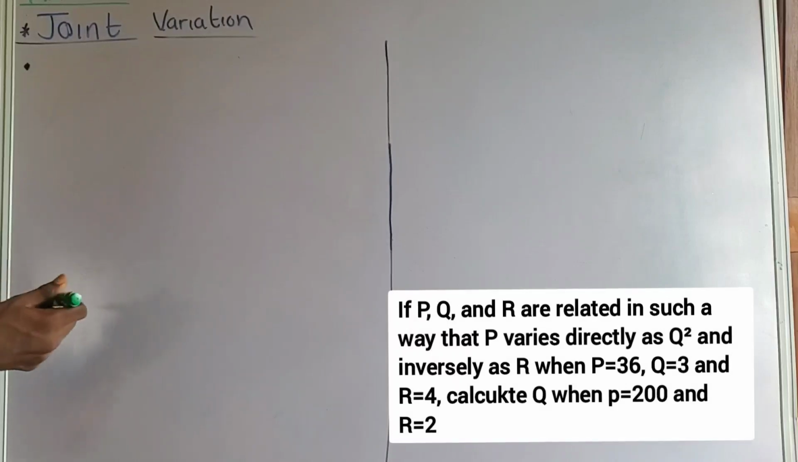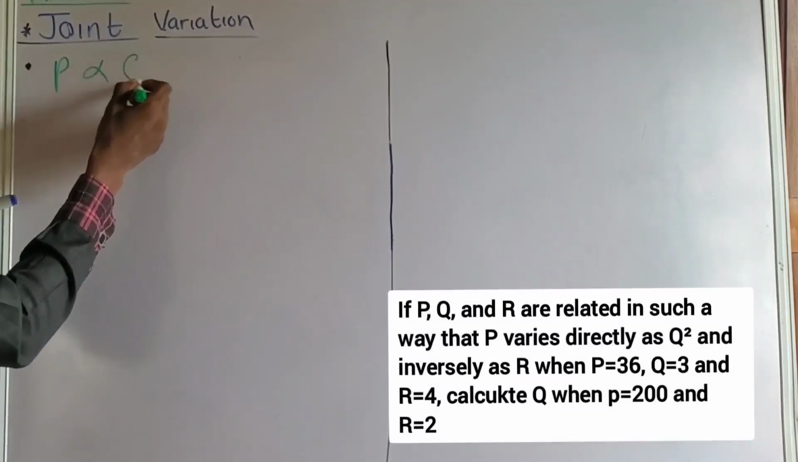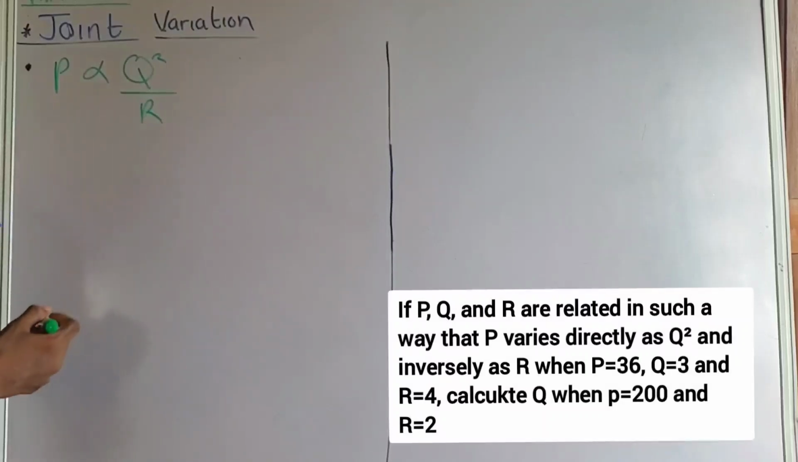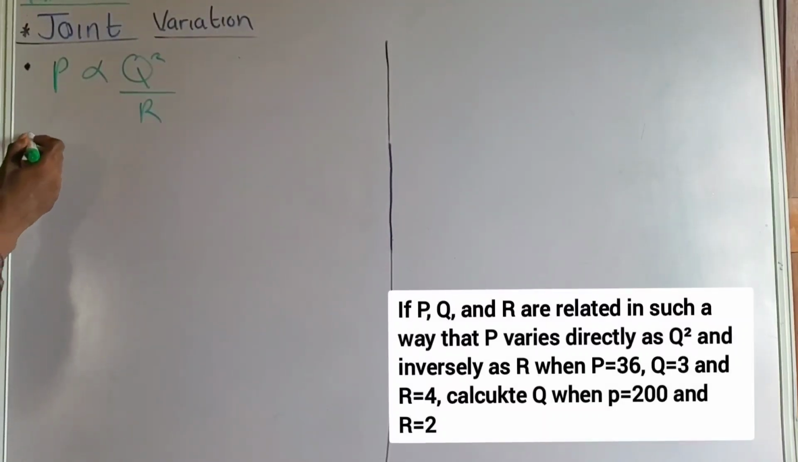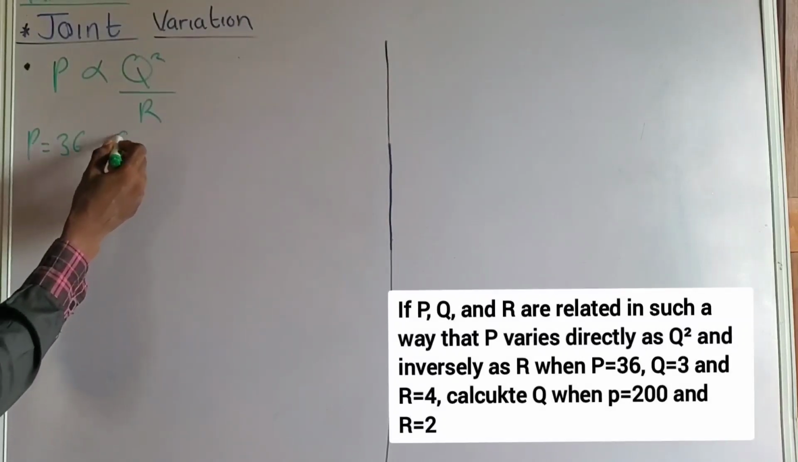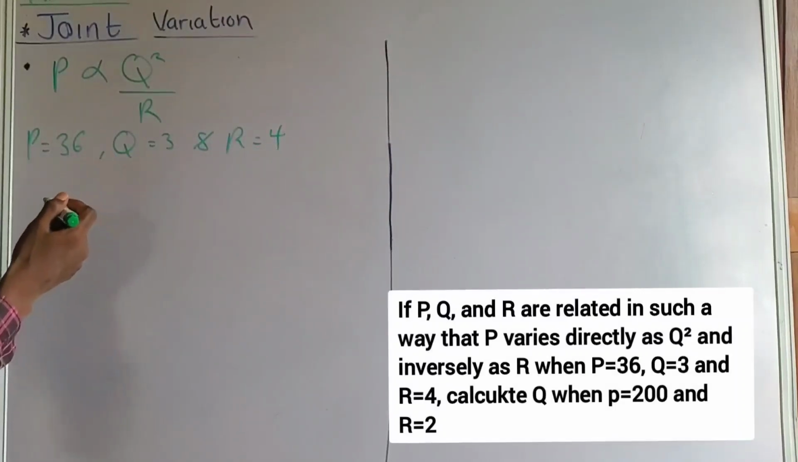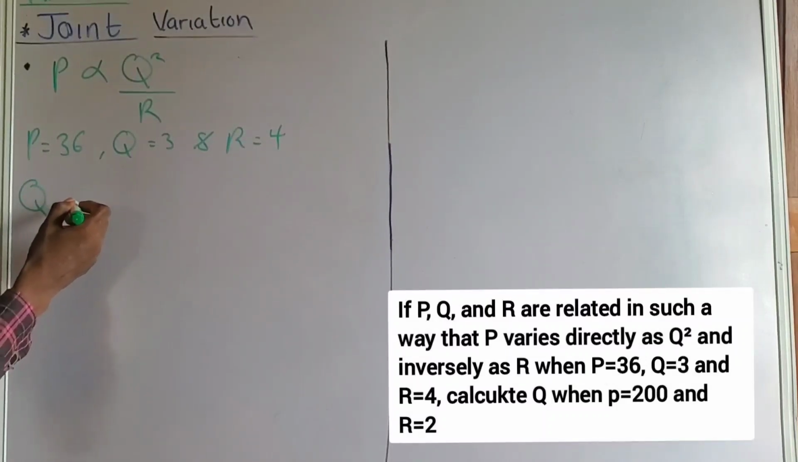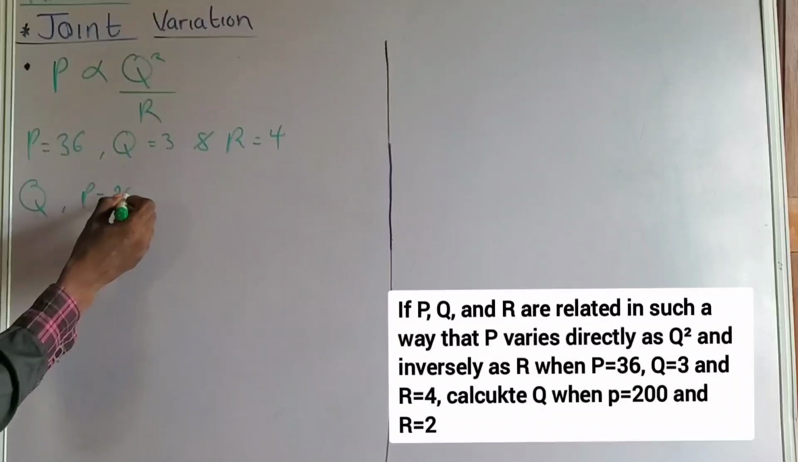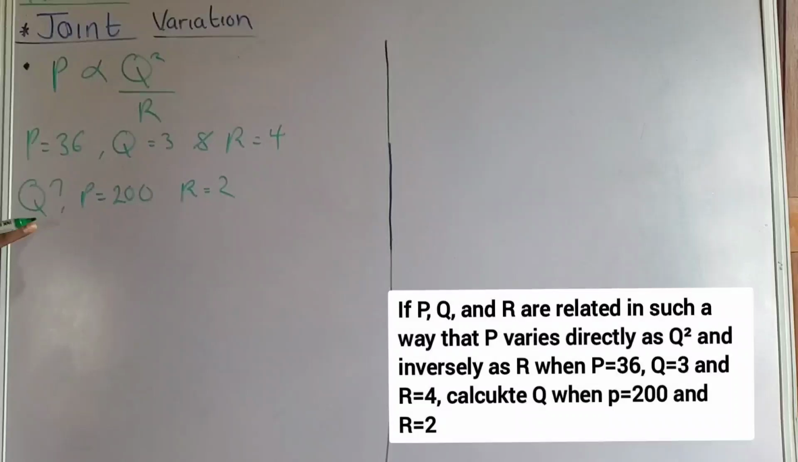Okay, we are given this mathematical expression as the relationship between P, Q, and R. P varies directly as Q squared and inversely as R. Now we are given that P equals 36, Q equals 3, and R equals 4. We are asked to find the value of Q when P is equal to 200 and R is equal to 2. We are asked to find this value.